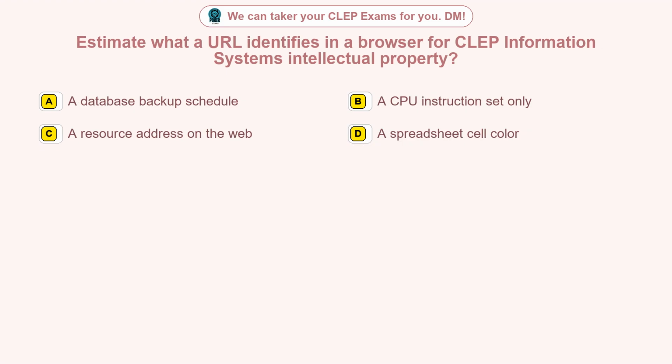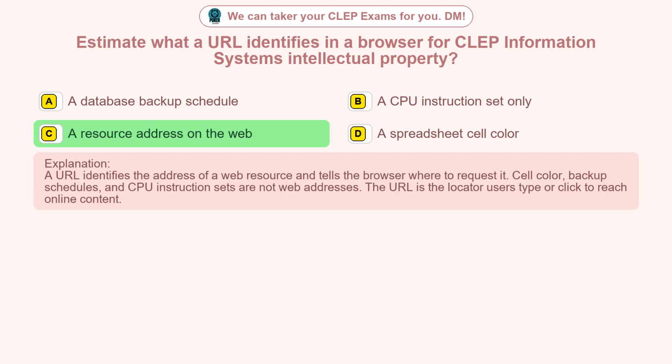Question 32. Estimate what a URL identifies in a browser for CLEP Information Systems intellectual property. Option A. A database backup schedule. Option B. A CPU instruction set only. Option C. A resource address on the web. Option D. A spreadsheet cell color. The correct answer is option C. A resource address on the web.